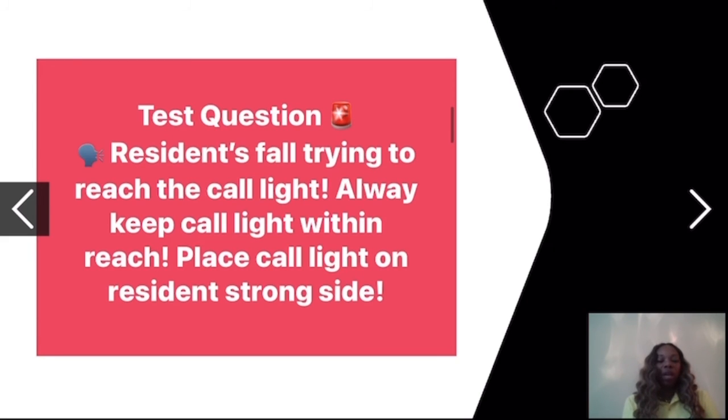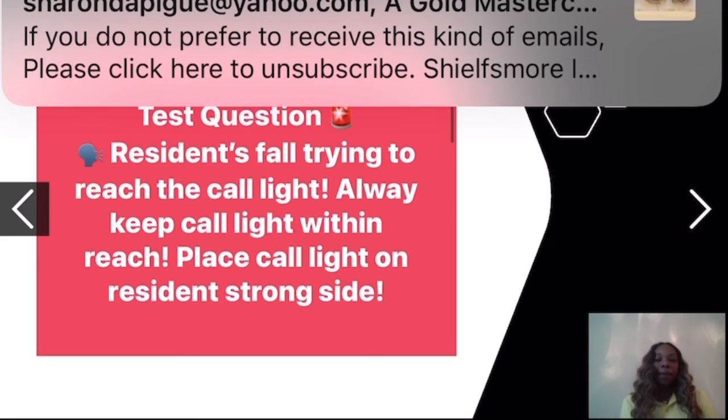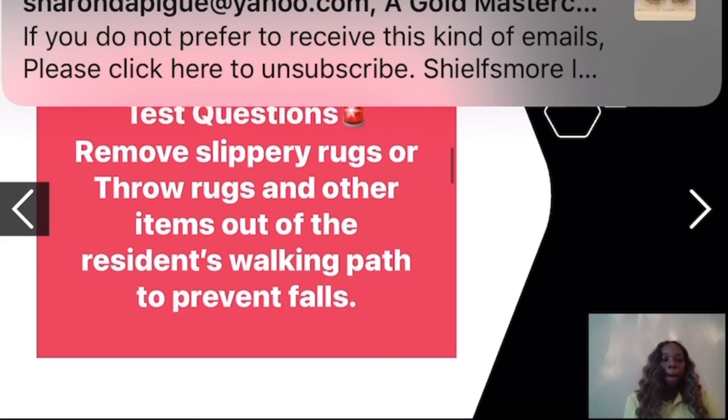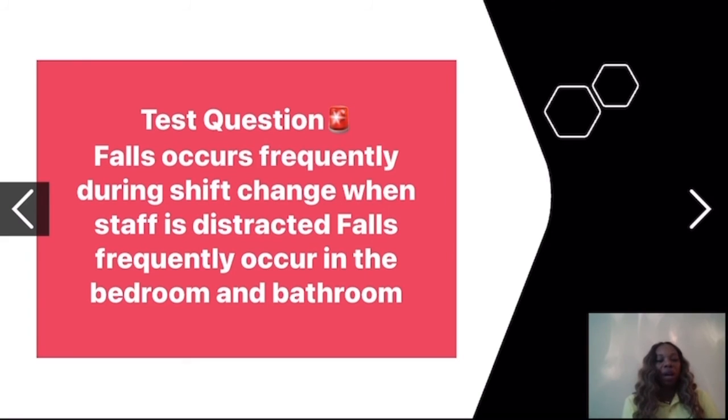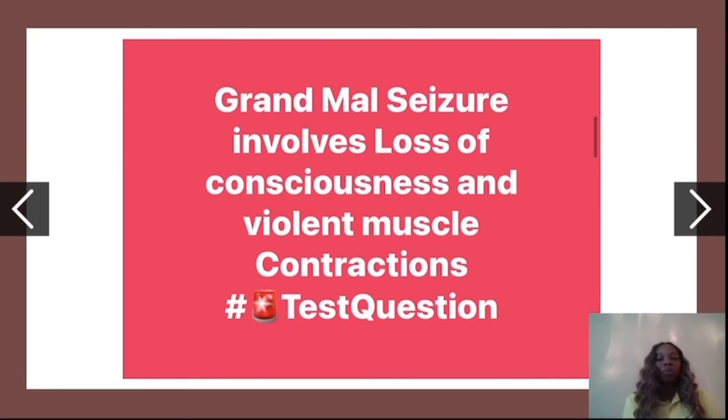Residents fall trying to reach the call light. Always keep the call light within reach. You want to place the call light on the resident's strong side. You want to remove slippery rugs or throw rugs or other items out of the resident's walking path. Prevent falls. Falls occur frequently during shift change when the staff is distracted. Falls frequently occur in the bathroom.